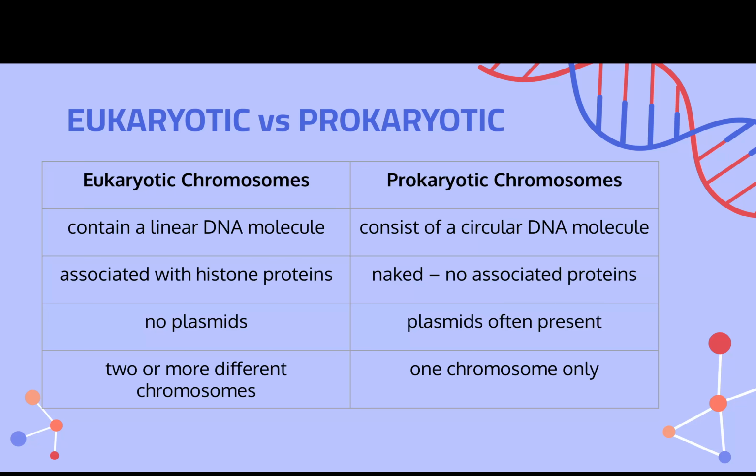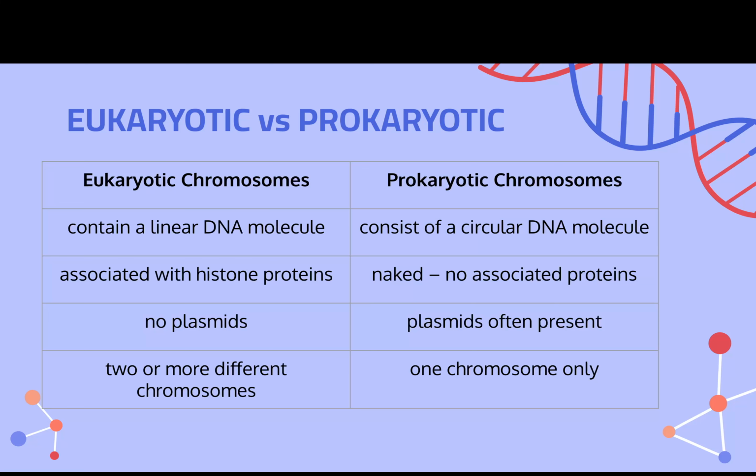But in eukaryotic chromosomes, it is a linear DNA molecule. Also, eukaryotic chromosomes are associated with histone proteins, which means that they're not naked. They're associated with histone proteins, which basically help in the coiling. And prokaryotic chromosomes are, like I said, naked. They don't have any associated proteins. They're just in their circular molecule.